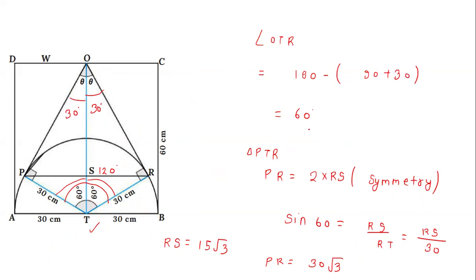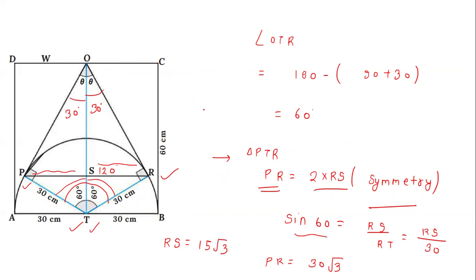You can simply see that. Now you look at the triangle PTR. So this is P, this is T, and this is R. Because we know this length is equal to this length because of symmetry, so we can write the PR length is 2 times of RS length because of symmetry. And we know the sine 60.